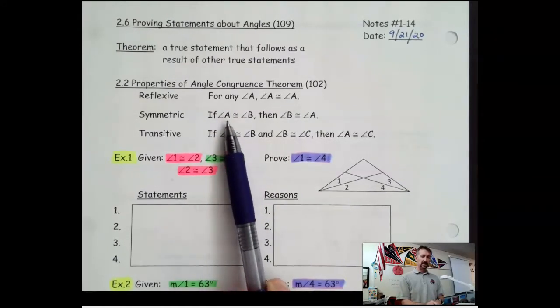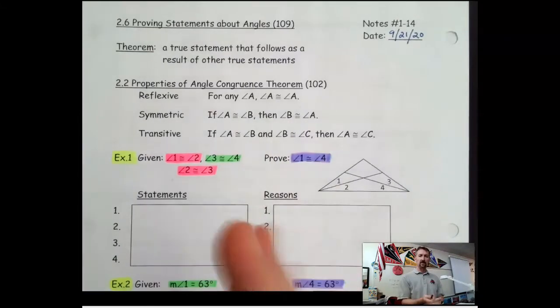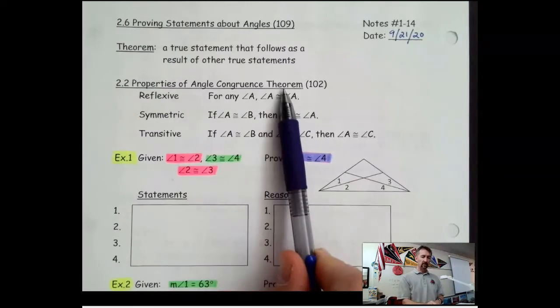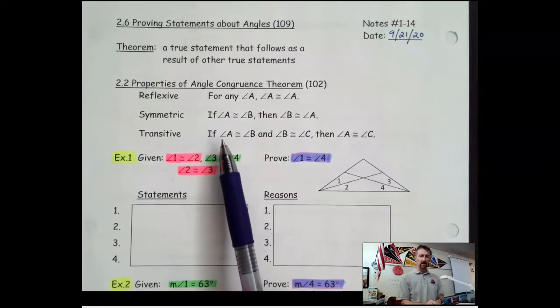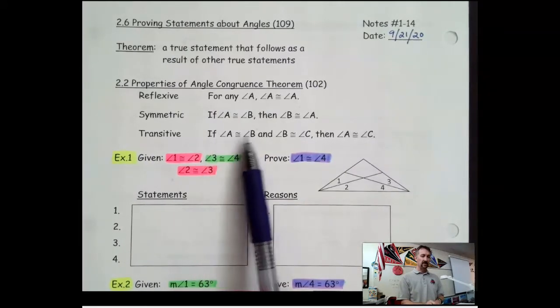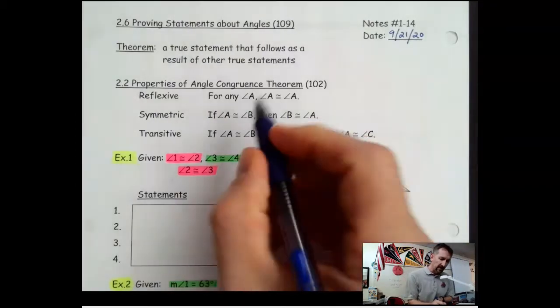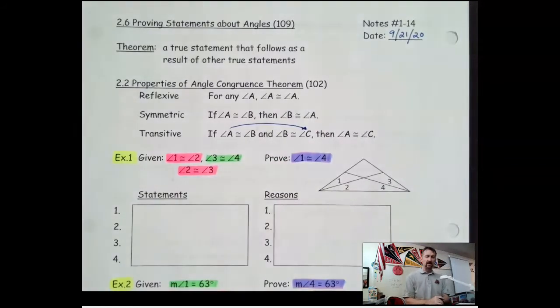Symmetric: if angle A equals angle B, then angle B equals angle A. We can flip them over. And the transitive property of angle congruence, much like the two that we learned about before this with segments and equality: if angle A is congruent to angle B and B is congruent to angle C, then we can just bypass the middleman and say that angle A is congruent to angle C. All right?